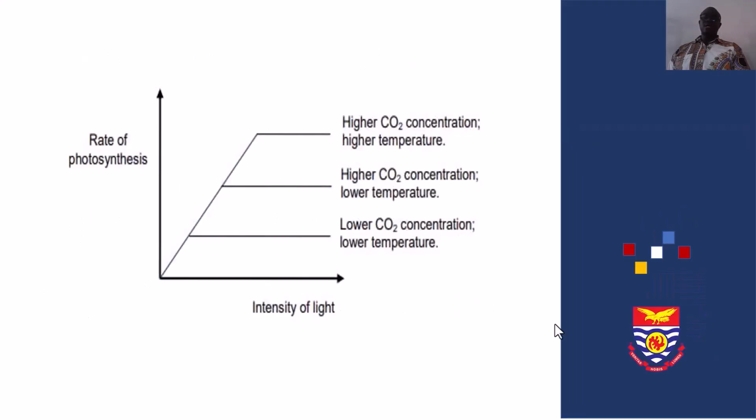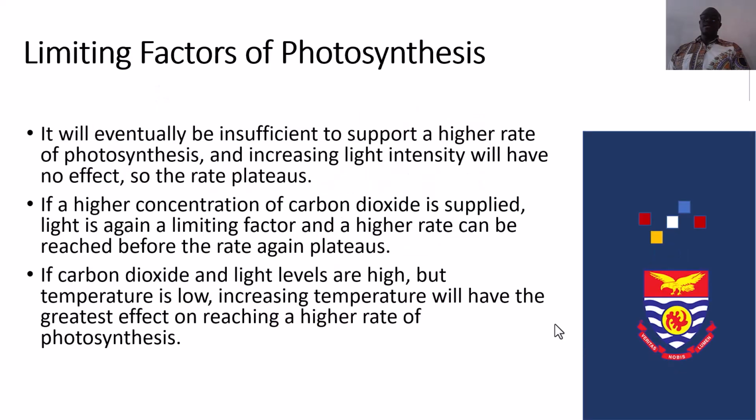So you have higher carbon dioxide concentration, that's higher temperature. Higher carbon dioxide concentration, you have lower temperature. Lower carbon dioxide concentration, you have lower temperature. That's rate of photosynthesis against intensity of light. So limiting factors of photosynthesis will eventually be insufficient to support a higher rate of photosynthesis, and increasing light intensity will have no effect. So the rate plateaus. If a higher concentration of carbon dioxide is applied, light is again a limiting factor, and a higher rate can be reached before the rate again plateaus.